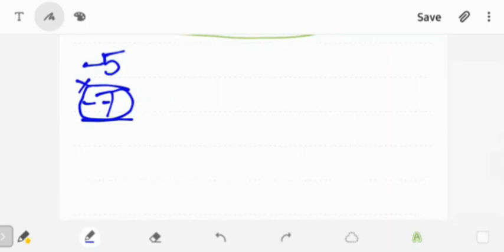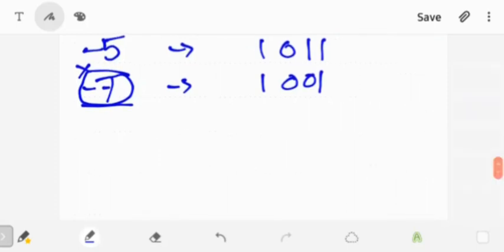Means what? Let's see. Represent -5 using 4-bit signed binary representation. So what will be the -5 equivalent? It is 1 0 1 1. Is it clear? -7. What will be the answer? This is -8 plus 1. Okay. Now let's multiply these two numbers. Okay, let's multiply these two numbers.